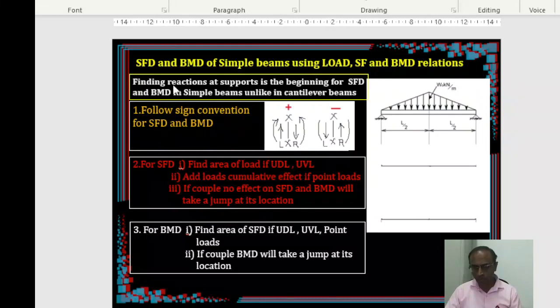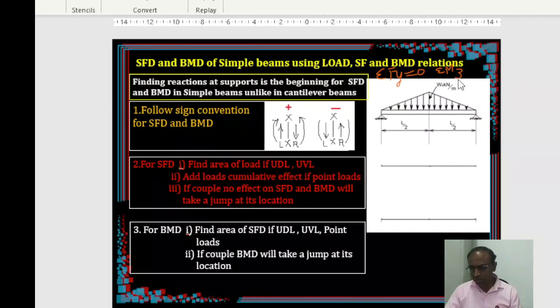The essence of finding the support reactions is simply to apply the equilibrium conditions, right? Particularly sigma Mz equal to 0 at any one of the supports and sigma Fy equal to 0. With the help of these two equations, you can find out any support reactions you are desiring. Sigma Fy equal to 0 and sigma Mz equal to 0. These two equations you can apply to find the support reactions.